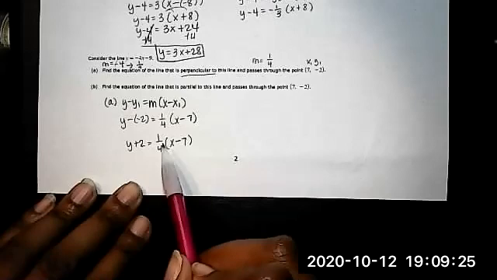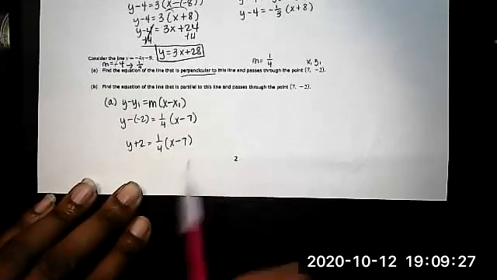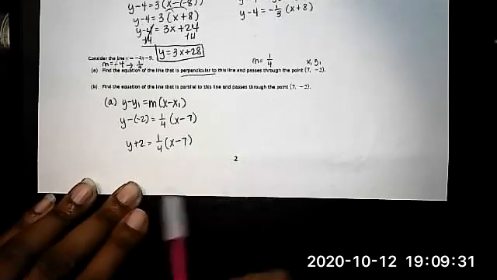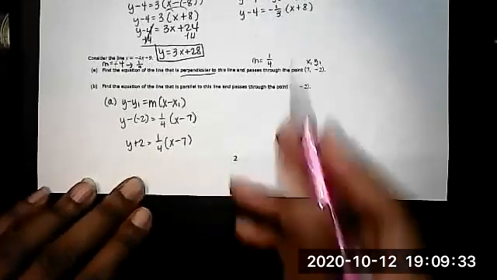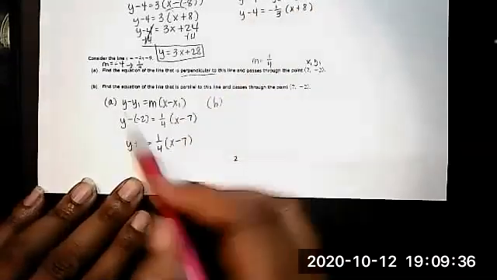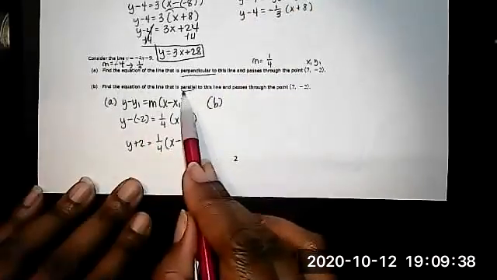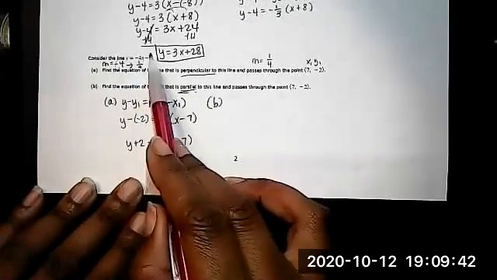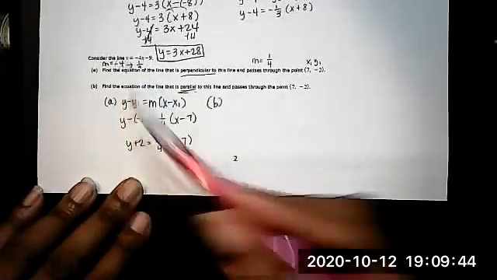If you want it in slope intercept, you distribute and then subtract 2 from both sides. But you don't have to. You can leave it right like that. For B, find the equation of a line parallel. If it's parallel, it has the same slope. So if the slope right here is negative 4, it should have negative 4.